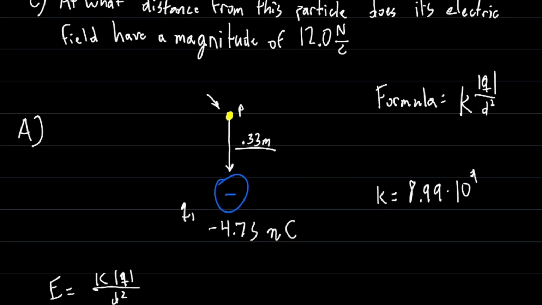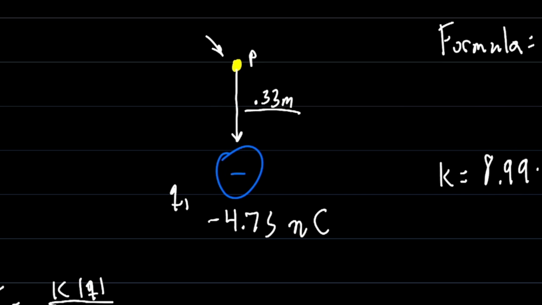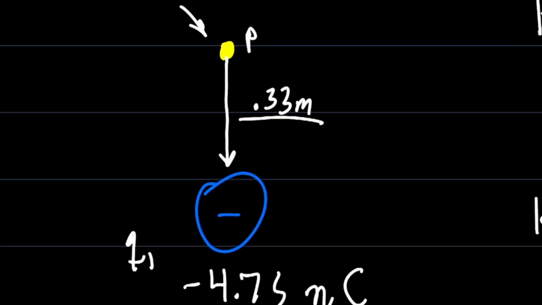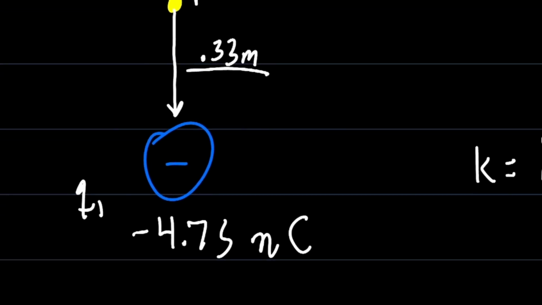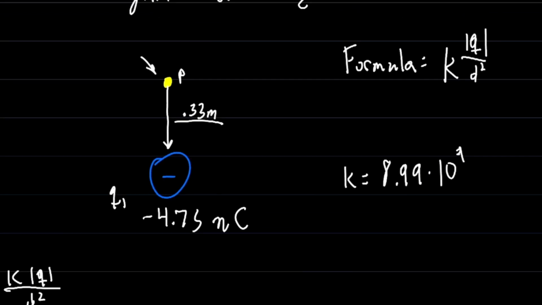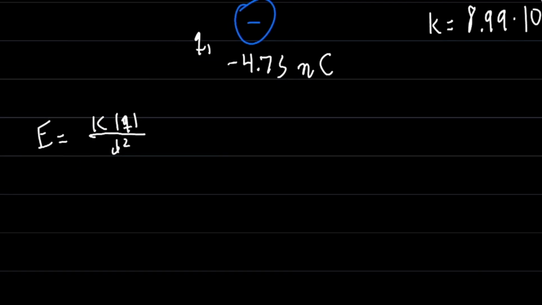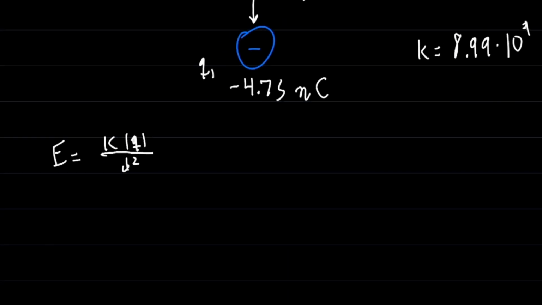So I've already set up a little drawing here so we could visualize it better, where the test charge P is 0.33 meters above our negative charge, or Q1. And we can see that Q1 would attract this P, since P, our test charge, would always be positive. And in this case, we're going to be using the formula for electric field, which is E is equal to K times Q over d squared.